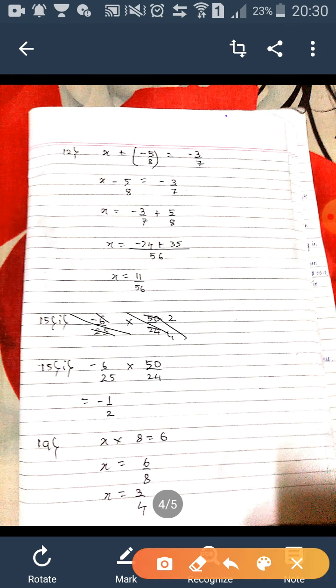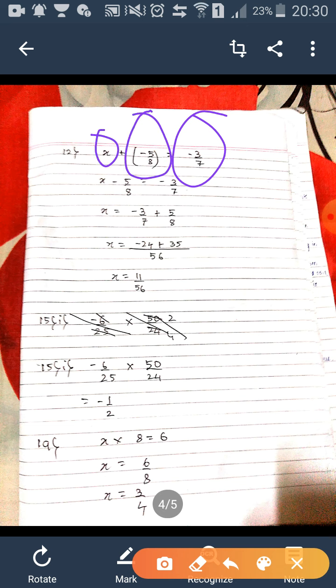They have said that the sum of two rational numbers is minus 3 by 7. One of them is minus 5 by 8. So the other one I have taken as x. So x plus. Why have I written plus? Because they have said that the sum of two rational numbers. So x plus minus 5 by 8 is equal to minus 3 by 7.